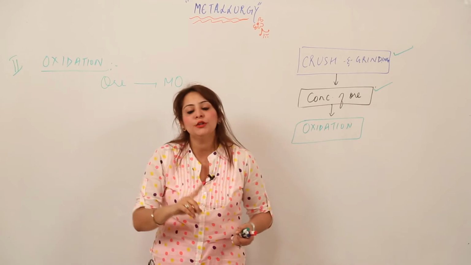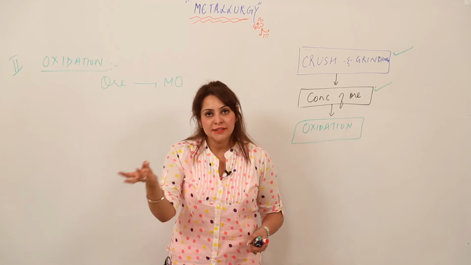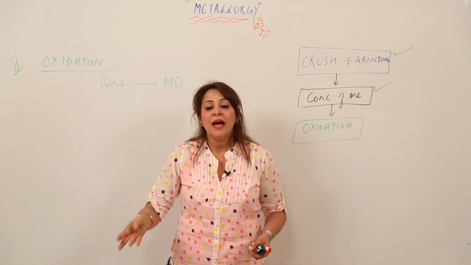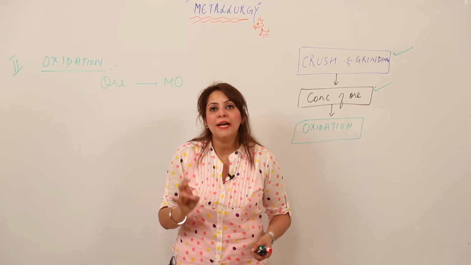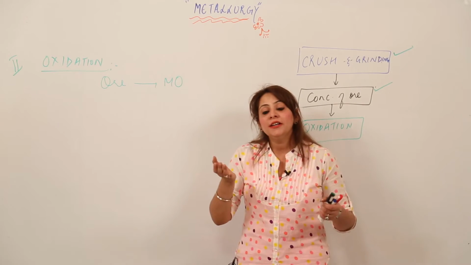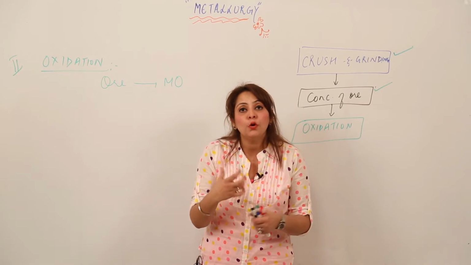So, first of all, you should know that we have 4 kinds of ores. I have already told you. There is an oxide ore, there is a halide ore, there is a carbonate ore, and there is a sulfide ore, right. So, we have 4 common types of ores, and we will be using different methods for oxidation depending upon what kind of ore it is.